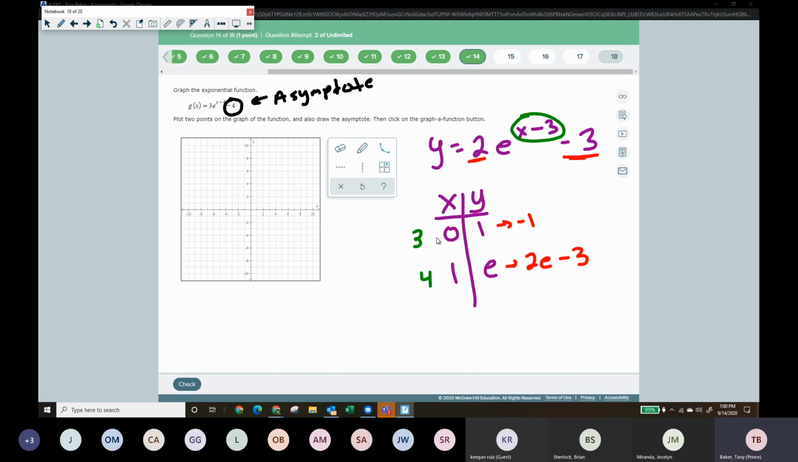So if you notice, the actual point that I graphed was 3, -1. So the 3 was going to give me that 1 value, and the 4 value is actually going to give me the e. So yeah, that's the change. So you do the parent function, then you do the transformations to it.